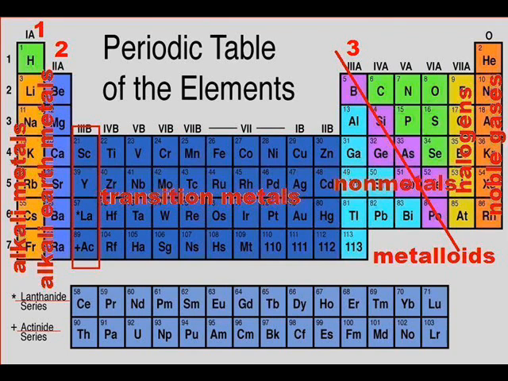And then carbon, the group with carbon is going to have 4, nitrogen 5, and so on, until you get to the noble gases, which are going to have 8. And because they have 8 and their shell's filled, that means that they're unreactive or inert. And I believe that is it for the periodic table.